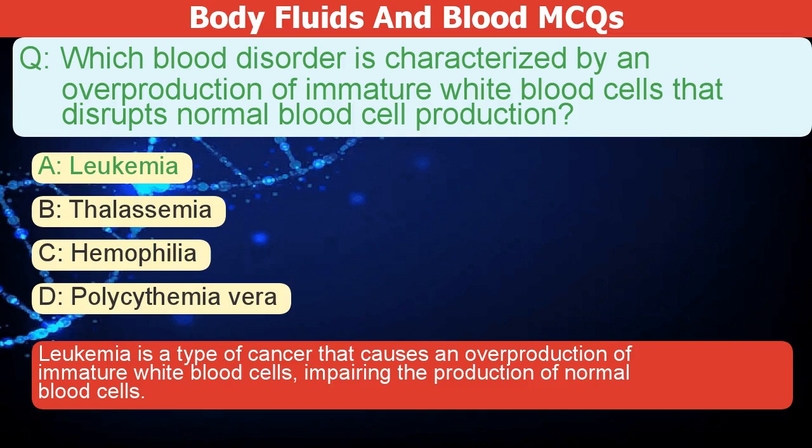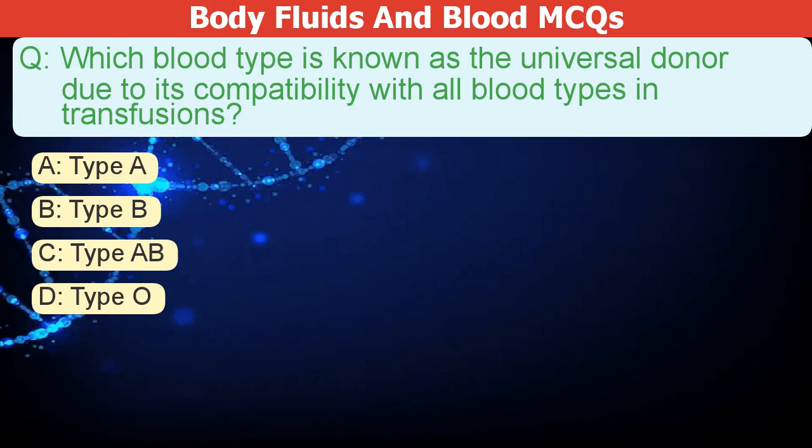Which blood type is known as the universal donor due to its compatibility with all blood types in transfusions? A. Type A. B. Type B. C. Type AB. D. Type O.